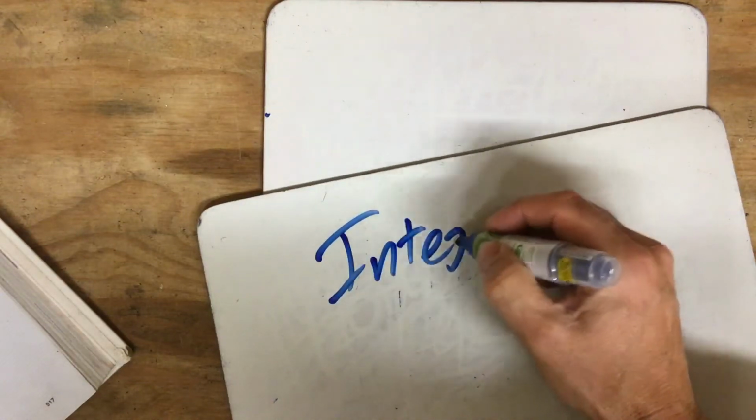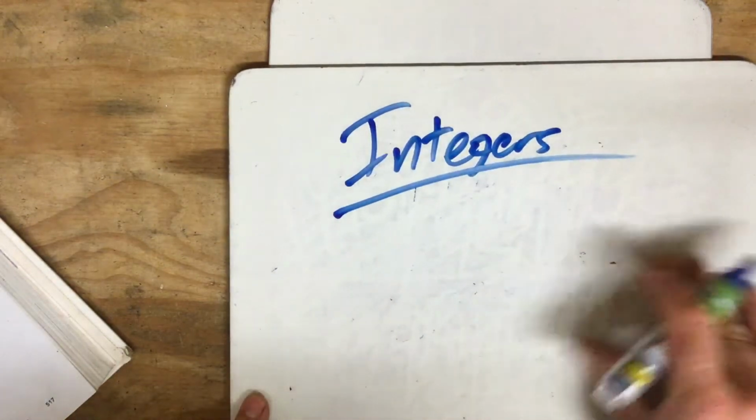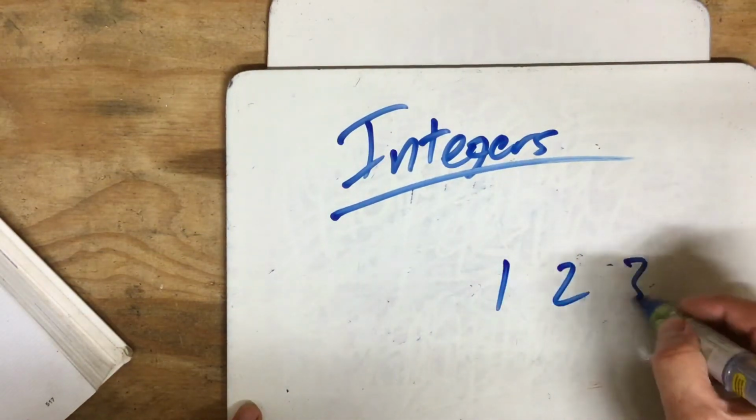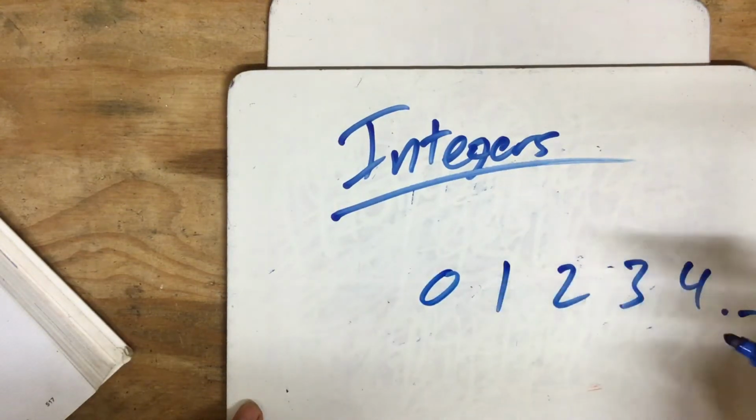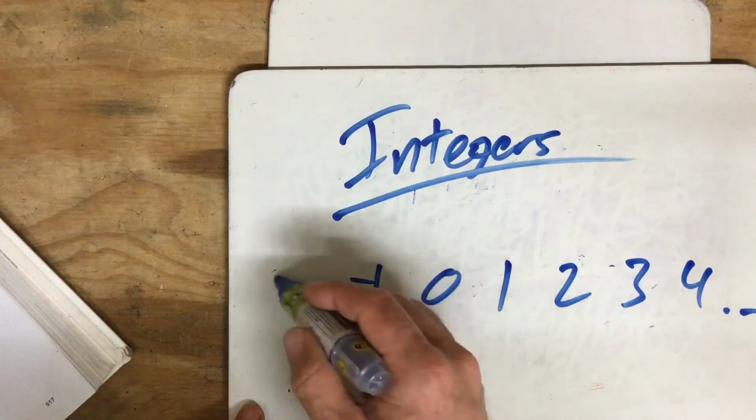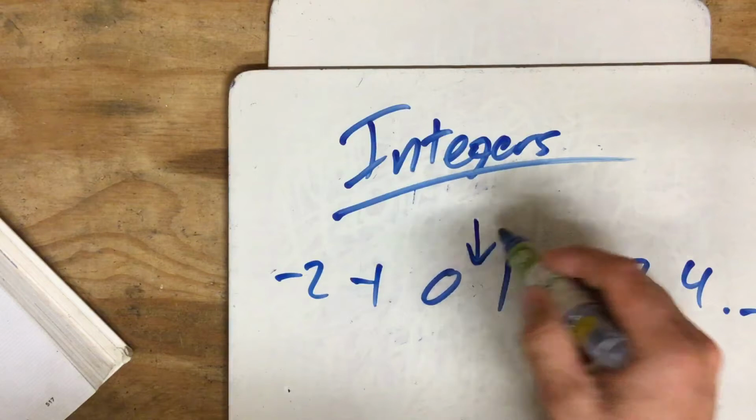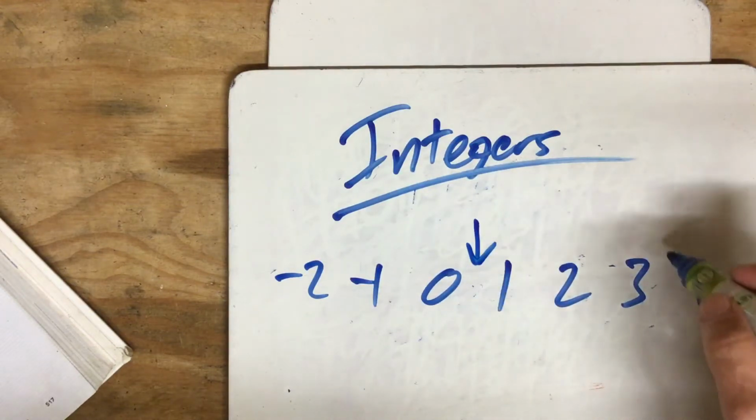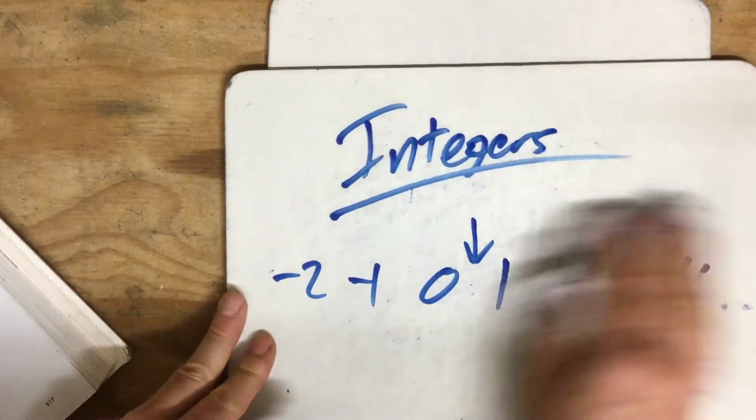Now, integers are just a fancy name for the counting numbers: 1, 2, 3, 4, and so on. But they also include 0, and they also go this way and include the negative numbers. What they don't include is anything in between, like 0.3 or 3.5 or whatever is in between there. Integers are the counting numbers.